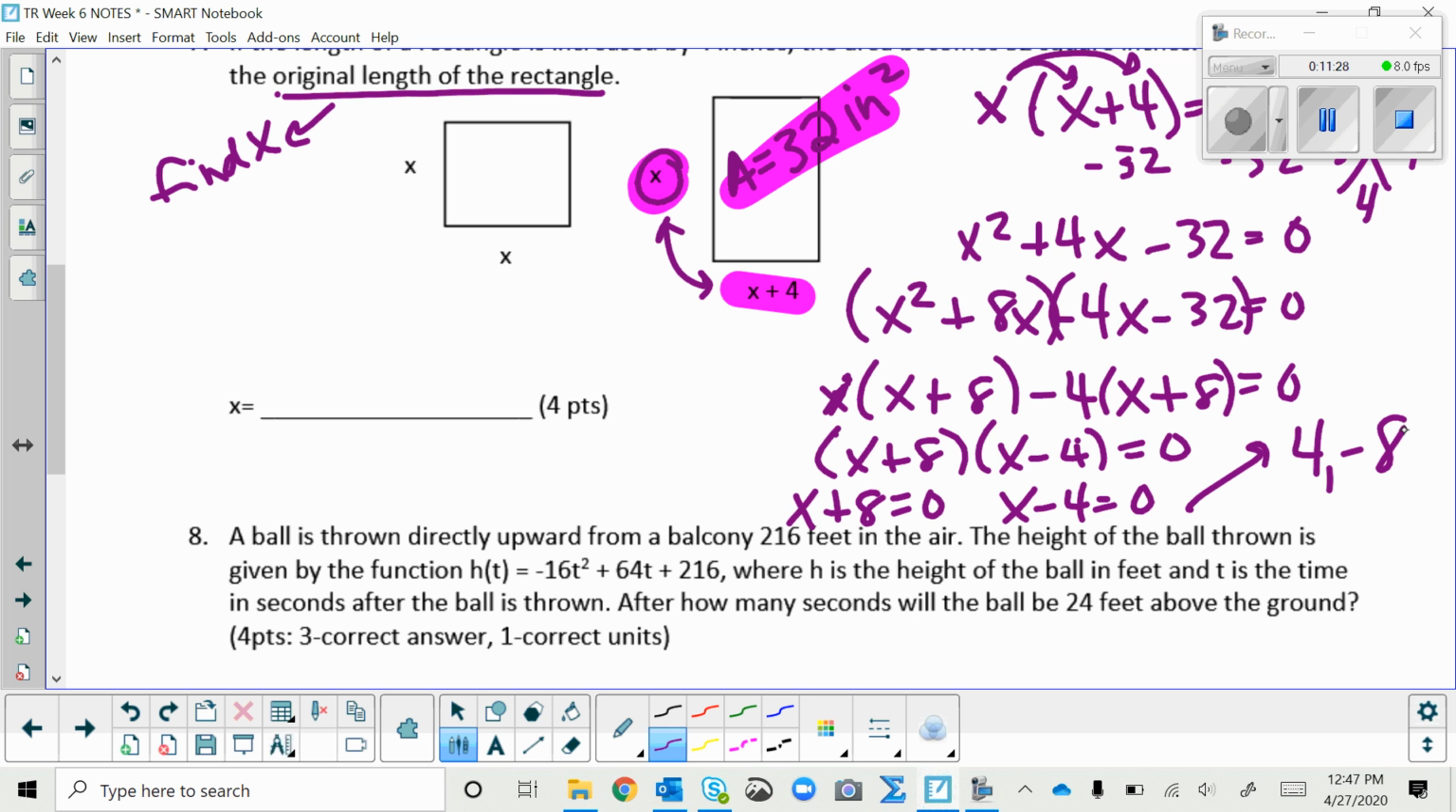Now, just like in the last problem, one of these cannot work. And I want you to think about why for a second. It's the negative 8, right? Measurement, actual physical length cannot be negative. So it's only got one answer, and that is 4. Be sure to write your units on here. It's 4 inches.